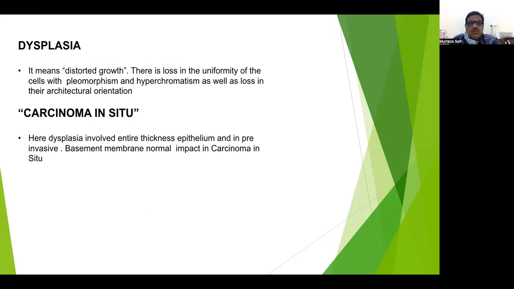Now come to dysplasia. It means distorted growth. There is loss of uniformity of the cells with pleomorphism and hyperchromatism, as well as loss of their architectural orientation. Carcinoma in situ. You have heard many times of carcinoma in situ. Here, dysplasia involves the entire thickness of the epithelium, and in the pre-invasive stage the basement membrane is intact in carcinoma in situ.